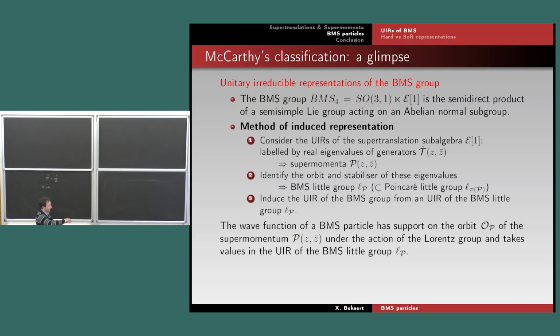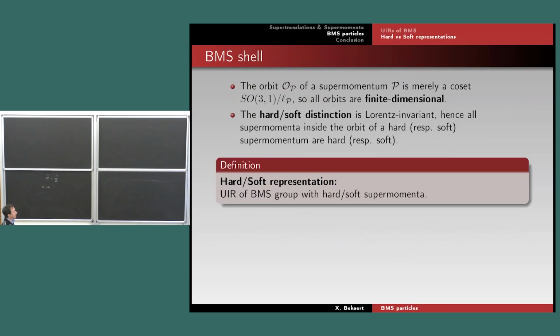Okay, and the good news is that because of the method of induced representation, the wave function has support on one orbit, if the representation is irreducible, and this one is finite dimensional since you act on the supermomentum with the Lorentz group, which is finite dimensional. And these wave functions take values in the representation of the BMS little group. So basically, that's all, except that you have to do it and classify it, and that's what McCarthy did for us. I will not go into many details, but that's the philosophy.